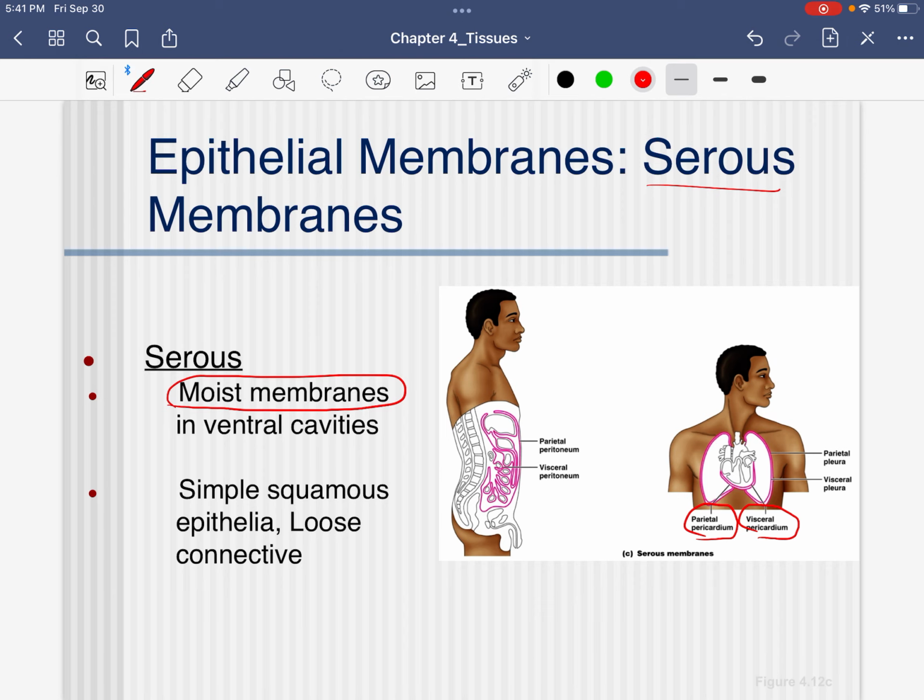Well, to reduce friction. Aren't these areas that have a little bit of movement? Well, absolutely. Your heart fills with blood and then pumps it out. So as it fills with blood, it gets a little bigger. As it pumps it out, it gets a little smaller. Your lungs, when you inhale, get bigger, filled with air, and then when you exhale, the lungs get smaller. So when we have movement, it's necessary to have moisture there to reduce friction.